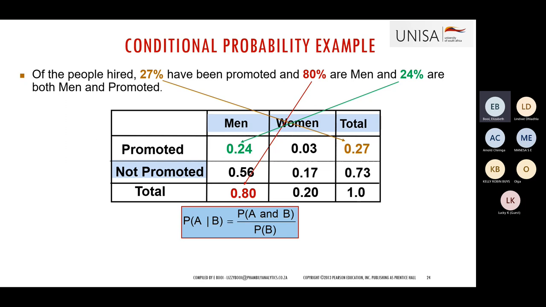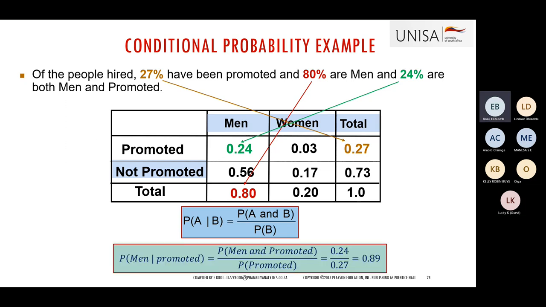If I need to find, remember the formula that we can always rely on. If I need to calculate the probability of men, given that they have been promoted, that will be given by the probability of men and promoted, divided by the probability of promoted. So you find the probability of men and promoted, which is 0.24, divided by the probability of being promoted, which is 0.27.